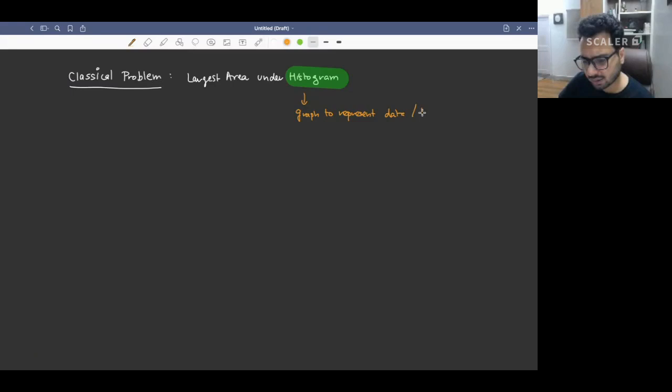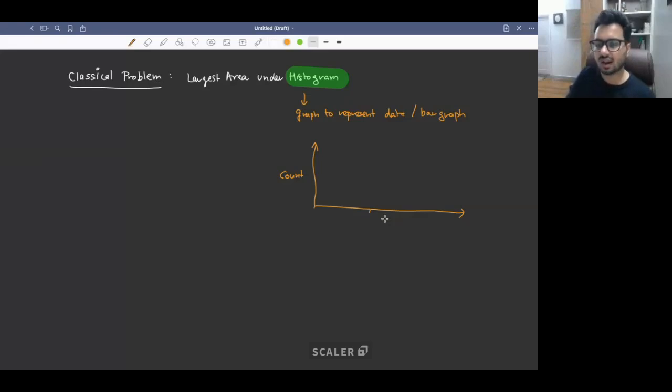It's just like a bar graph. For example, I'll give you one example. Maybe I'm denoting the count of students who scored marks in a particular range. For example, where we are just starting off, we are telling you what a histogram is, and then we are going to solve a problem on histogram.